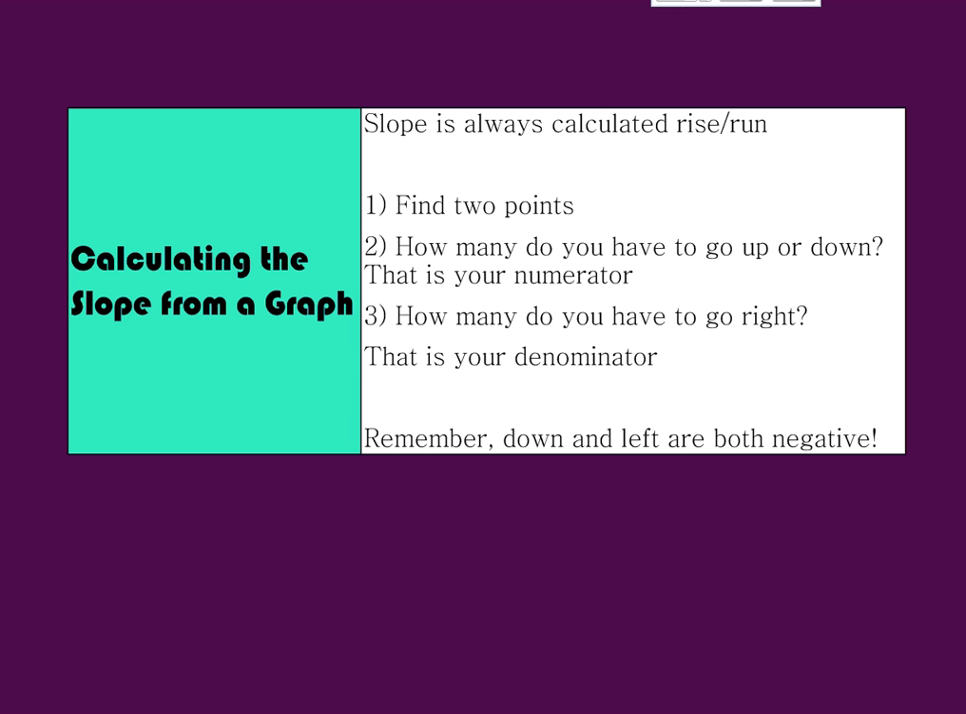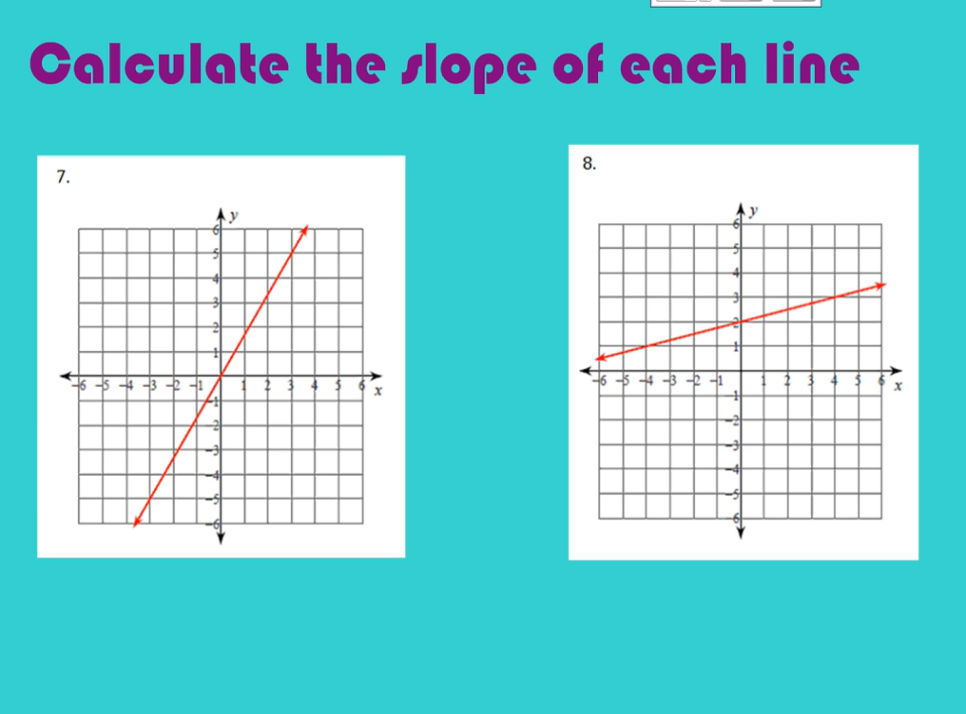So now, how do you figure it out when you are looking at a graph? Well, you find 2 points. How many do you have to go up or down? How many do you have to go right? That is your numerator. That is your denominator. Remember, if it goes down, it is negative. So this first one, I want to pick this point, and I want to pick this point. Why? Because they are going through the corners of my boxes. Okay, I don't want to pick like this point and this point because they're not going through corners.